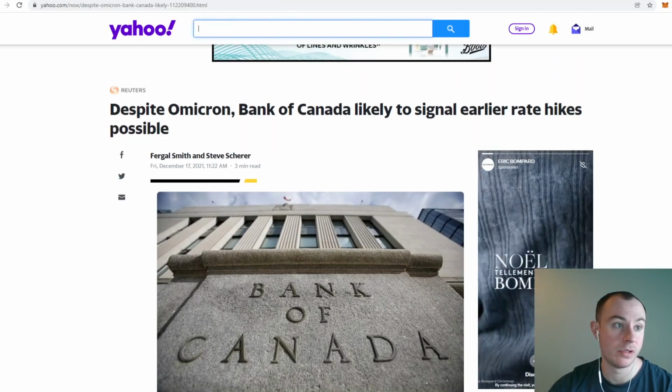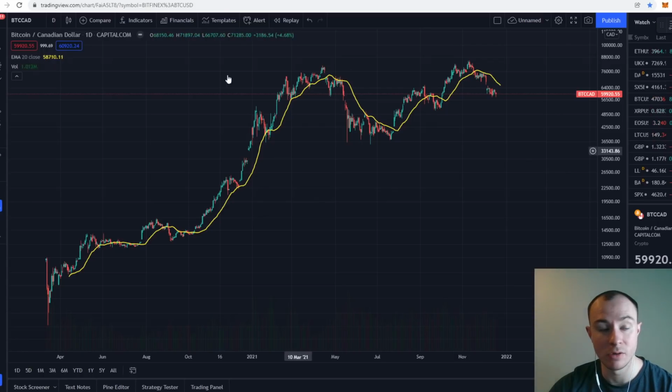Canada's looking to follow suit as well. So remember, when you're looking at these, they all have their own monetary policies that are attached to their fiats.